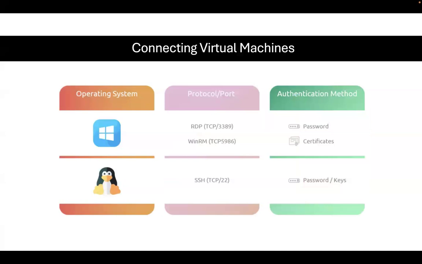And connecting to the virtual machines. Generally we use two types of operating system, one is Windows and another is Linux. Windows uses the RDP protocol, and the port is 3389, and it uses WinRM, TCP port 5986, for running scripts. PowerShell actually uses WinRM. These ports are open when you create this operating system. Authentication method is password based and certificates.